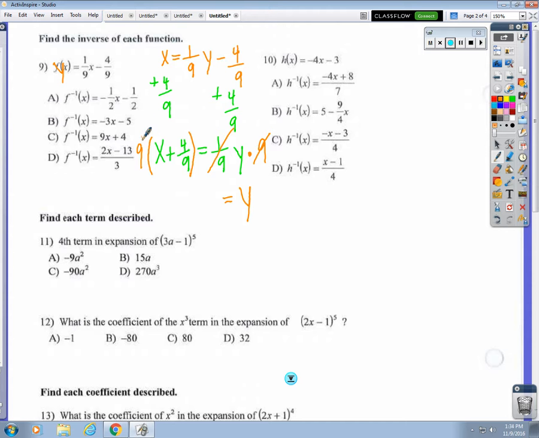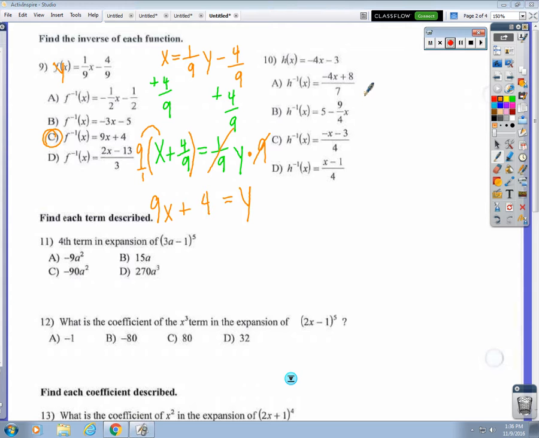9 times x is 9x, and then 9 times 4/9 is 4. Because think about it like this. Look up at the board a second. If this 9 is over 1, 9 times 4 is 36. 1 times 9 is 9. Isn't 36 over 9 4? So it's C. Okay, I want you to take a second and try number 10 before I go over.